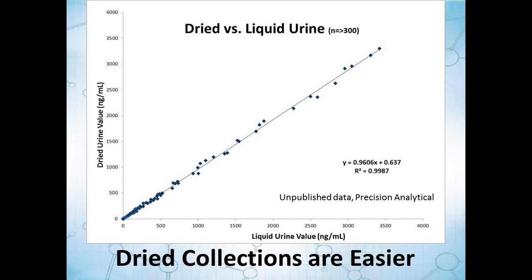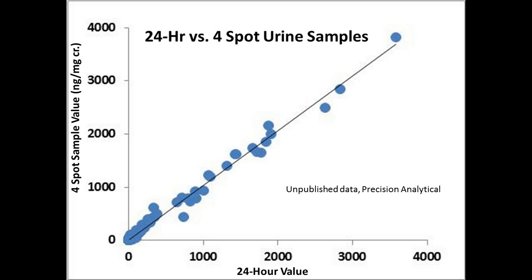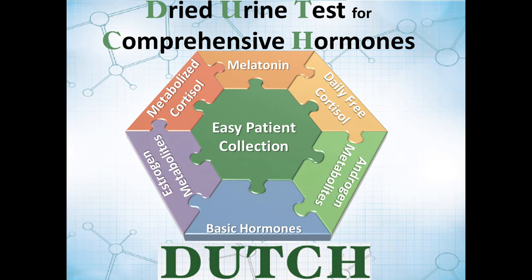Patients are just collecting on filter paper once, twice, three times, four times throughout the day. And from that, we can get the diurnal cortisol pattern, but also an equivalent to a 24-hour urine test for all the other hormones. So now you've got a dried urine test for comprehensive hormones, and that's where the name Dutch comes from. So we're able to get all of this.